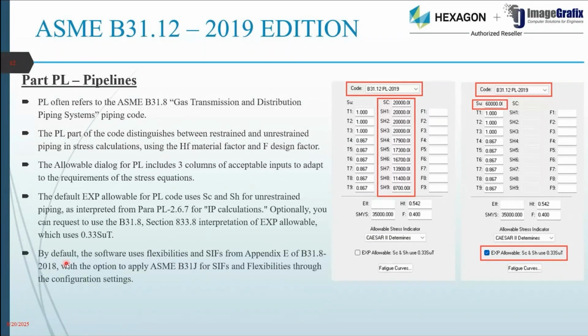Similar to your B31.12 IP system, the software still follows the flexibilities and SIFs in accordance with Appendix E of B31.8 2018 edition, because the B31.12 PL part refers to your B31.8 code. Hence, the SIFs and the flexibility factors would refer to Appendix E of B31.8 2018 edition. And the user has the freedom of using B31J flexibilities and SIFs if necessary.